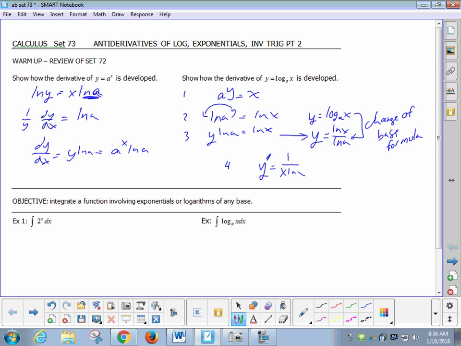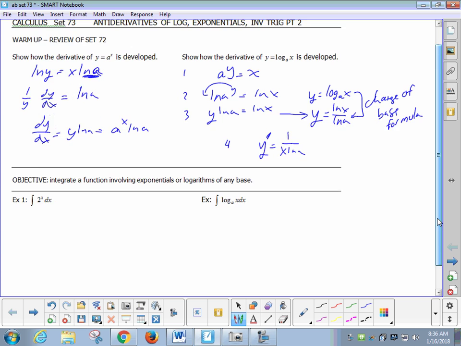So set 72 was derivatives of exponential, the derivative of log base a. And we also did absolute value derivatives, which is a whole different ball of wax. Today, then, we're doing the opposite, the inverse, or the antiderivatives of exponential and log. One of them makes total sense. One of them is kind of a little different approach. All right? So here we go.